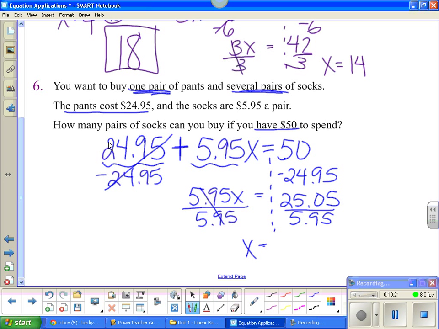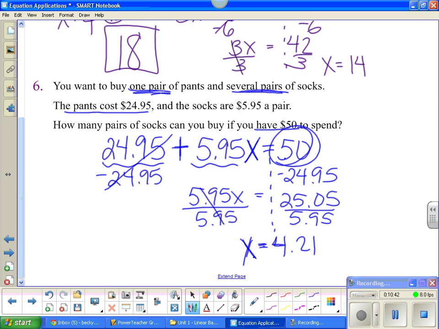And that gives me 4.21 and some change. So is this $4.21? Is this 4 pairs of socks? Do I round up and go 5 pairs of socks? What's the deal here? Well, to spend 50 bucks, remember that X represented the number of socks.